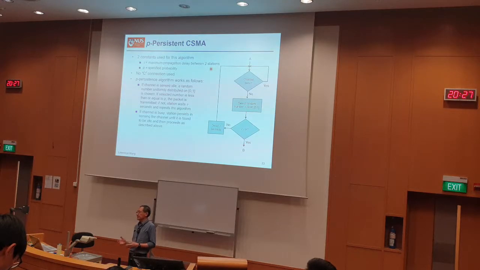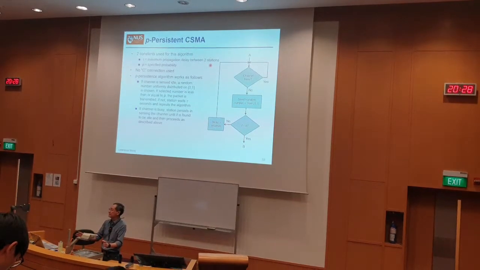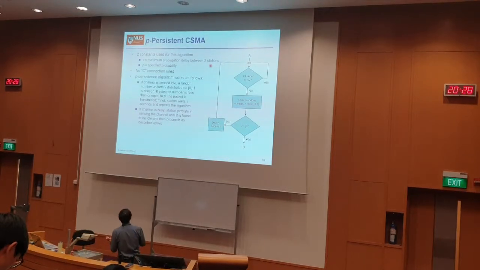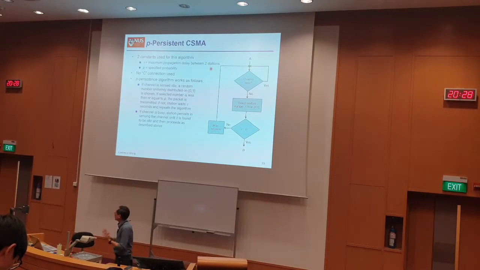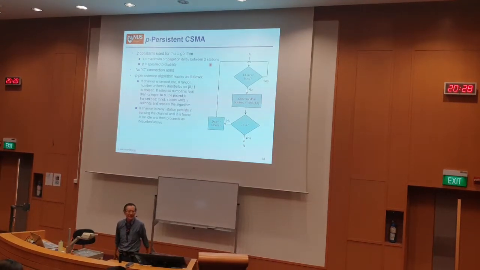Okay, shall I repeat it? I go back to the same. I listen to the channel. Idle, great, I throw a coin. Come up with a number. Is it less than or greater than P? If it's less than P, I send. If it's greater than P, I wait tau seconds and then I try again. Repeat. Pick my random number. That is if the channel is idle. If the channel I listen to is busy, then we continue listening. Busy. Free. How's the coin? Okay, be persistent and try.